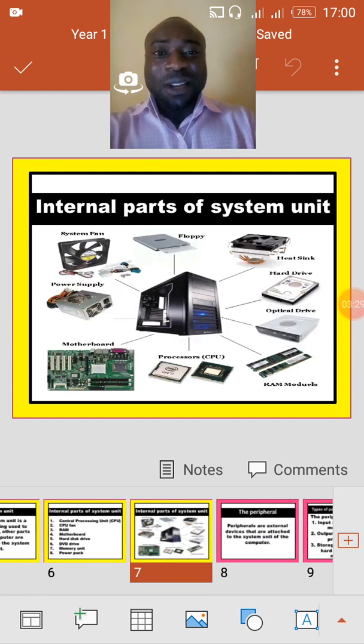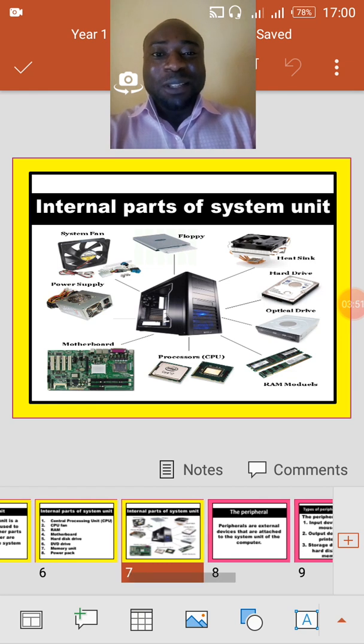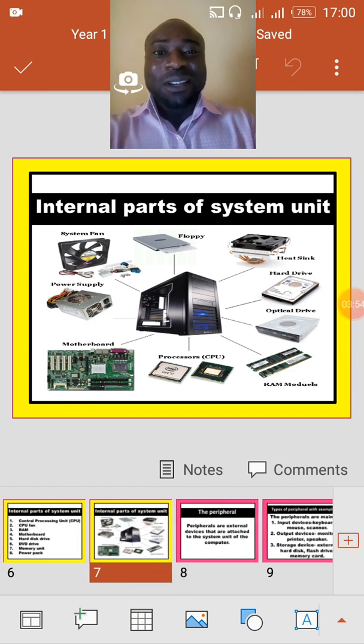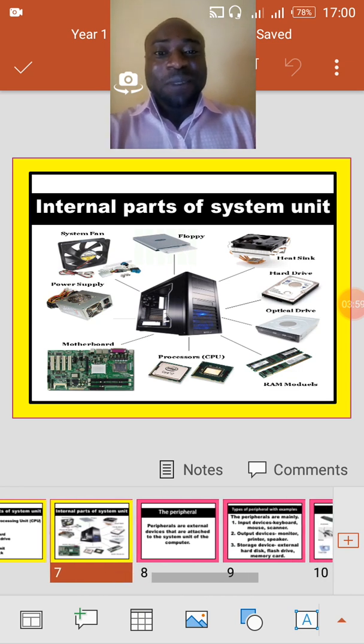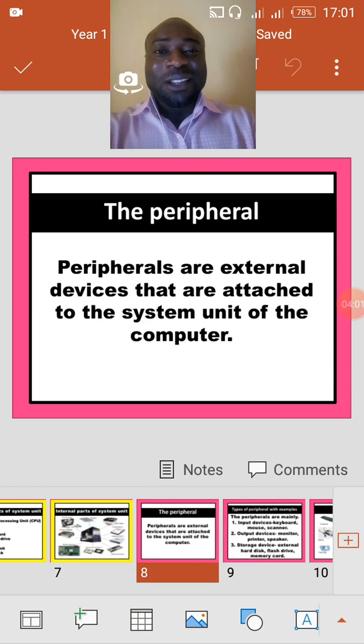Now let's look at this picture. As you can see, the picture in the middle is the system unit, and all the internal parts that we mentioned are the ones that you see around the picture. So when you see a system unit, a complete system unit must have all these internal parts. If not, it will not work. So friends, let's look at the next parts of the computer.